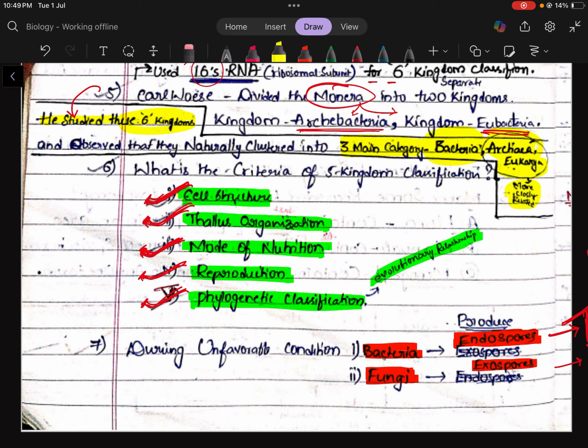So what is the criteria for five kingdom classification? The most famous classification was five kingdom classification. The criteria for this were cell structure, thallus organization, mode of nutrition, reproduction, phylogenetic classification. What is meant by phylogenetic classification? It is the evolutionary relationship between the organisms.